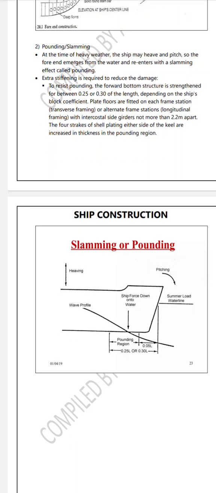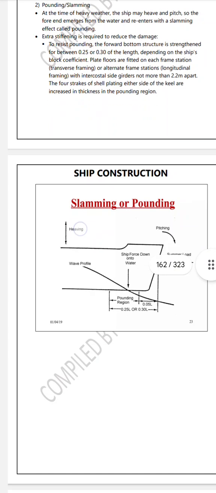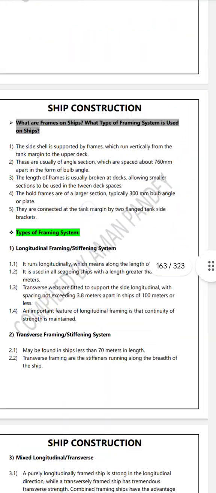At the time of heavy weather, the ship may heave and pitch so that the forward end emerges from the water and re-enters with a slamming called pounding. To resist pounding, the forward bottom structure is strengthened between 0.25 of the length depending on the ship's block coefficient. Plate floors are fitted on each frame station or alternate frame stations with intercostal side girders not more than 2.2 meters apart. The four strakes of plating either side of the keel are increased in thickness in the pounding region.